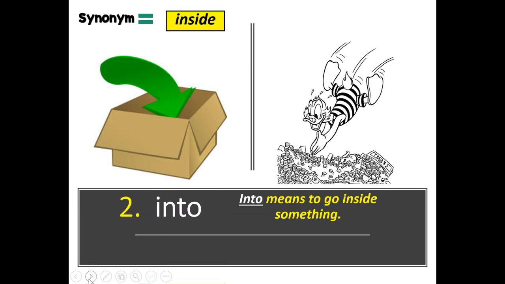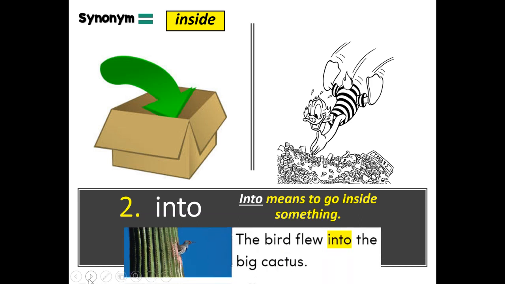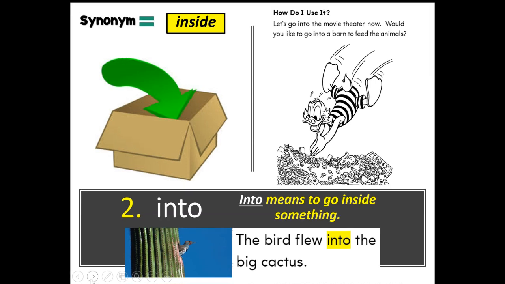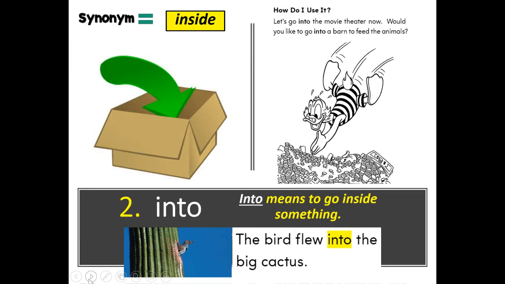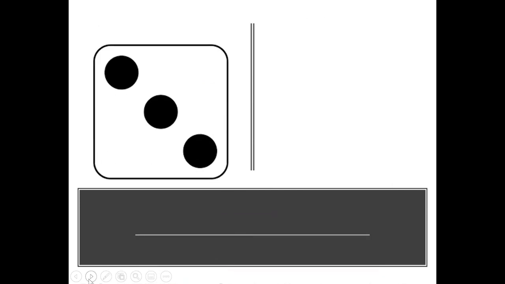A synonym or a word that means the same could be inside. The bird flew into the big cactus. You could also say the bird flew inside of the big cactus. How do I use it? Let's go into the movie theater now. Would you like to go into a barn to feed the animals? Into.